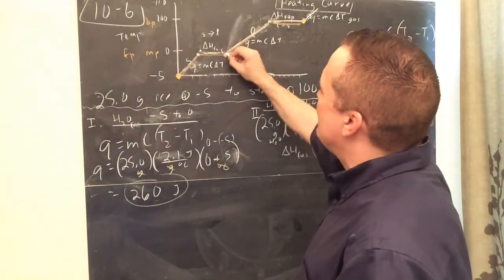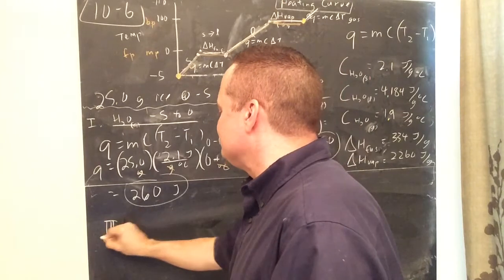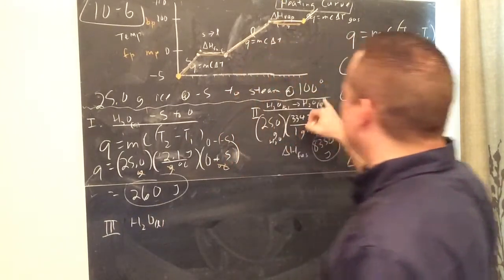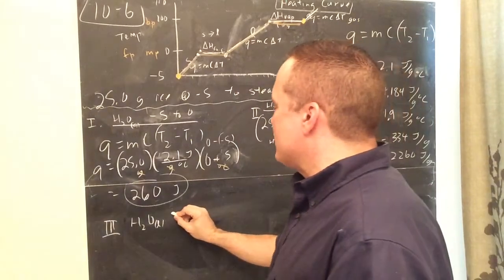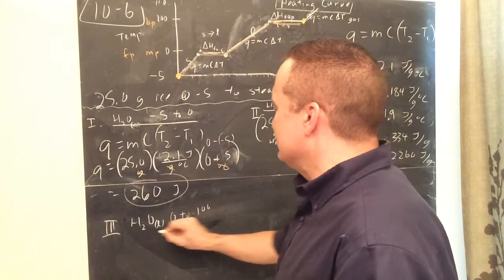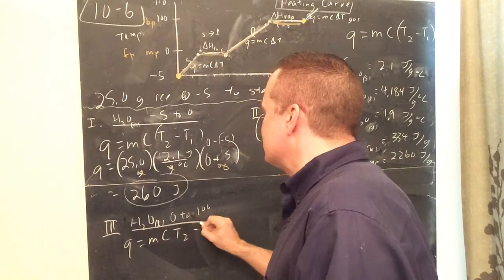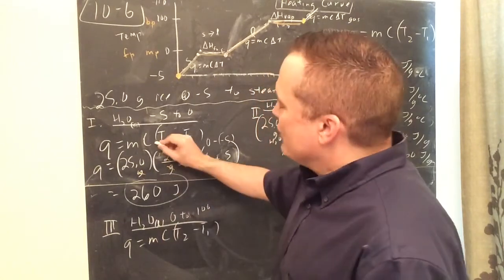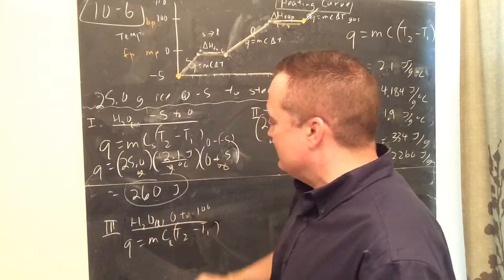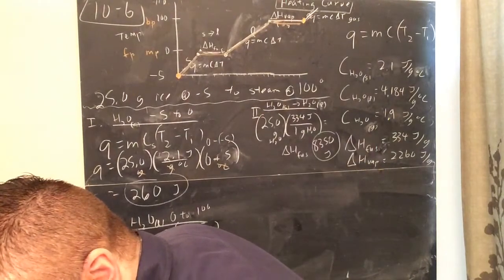Now we've got to go from this part and increase to 100. So part 3, we're going to go from H2O liquid. It's all liquid now, and we want to go from 0 to 100. So Q equals MC T2 minus T1. Now, I could have put up here C solid and C liquid, that way I'll remember to use the liquid water and not the other one.